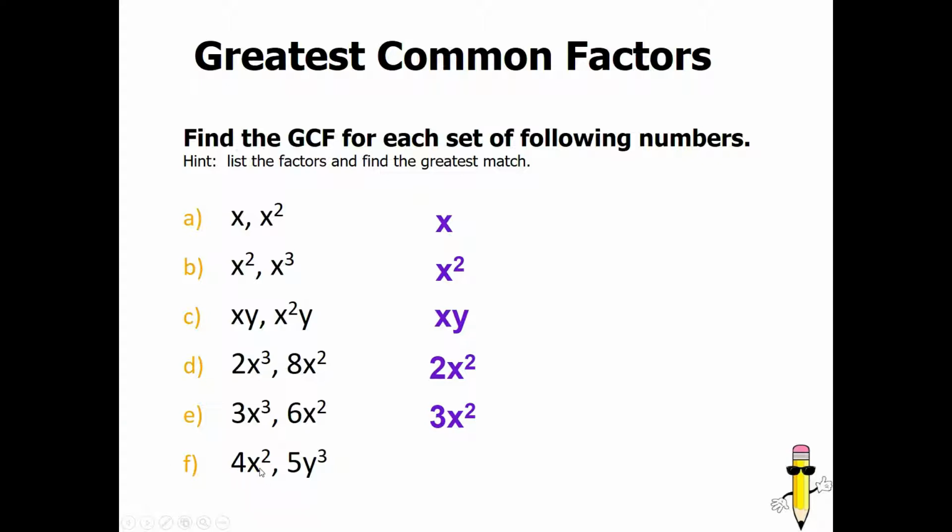And then we have 4x squared and 5y to the third. So again, what do they have in common? They don't have anything in common, so it's 1. Again, remember, if there is no greatest common factor, and it's trying to get you to state what it is, you just put in 1.